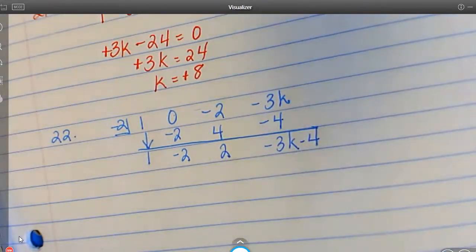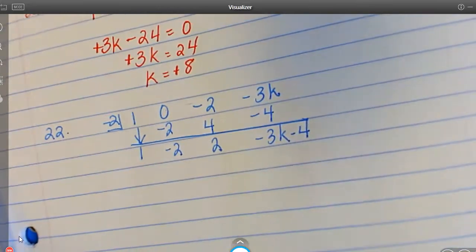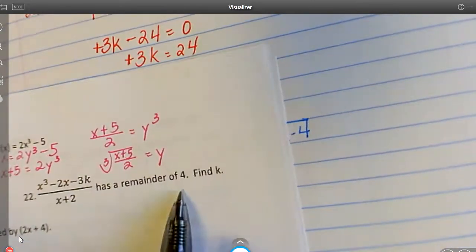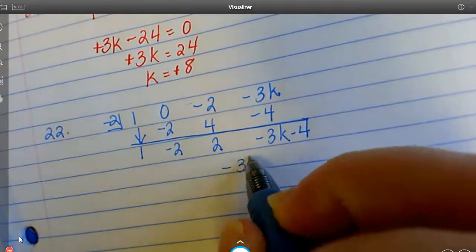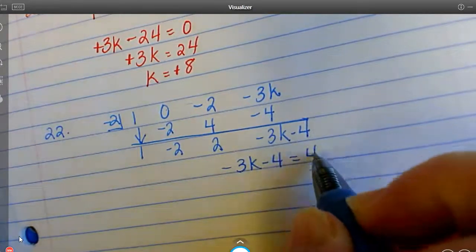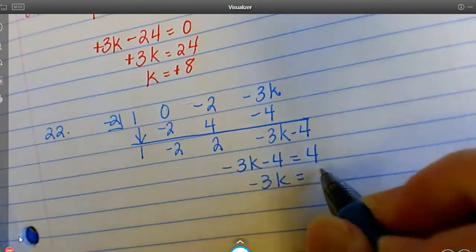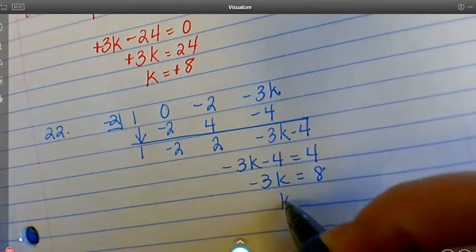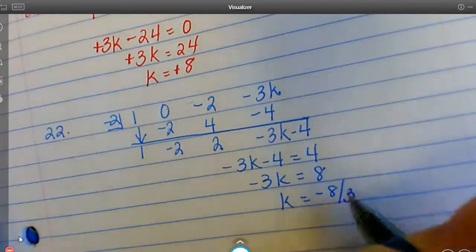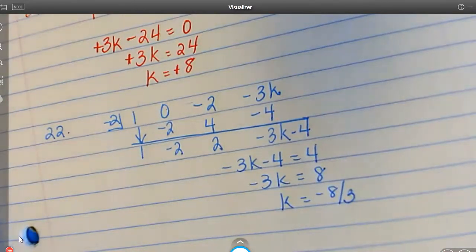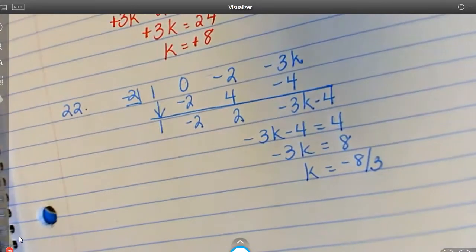And then I take whatever I got and I set that equal to 4 because it tells me the remainder is 4. And then I solve that, so add 4 on both sides. Divide by -3. And I get -8/3. Any questions? Alrighty.